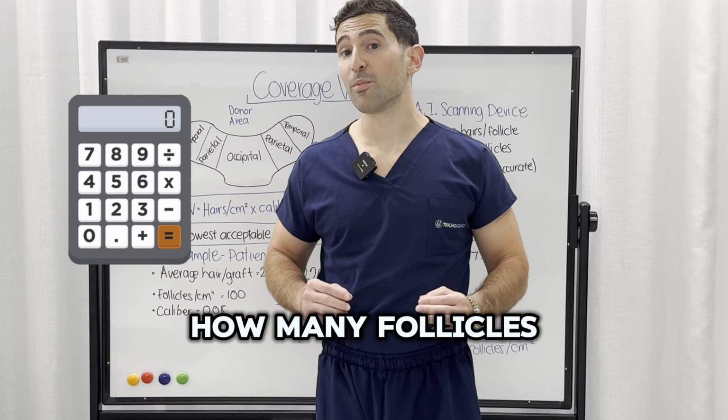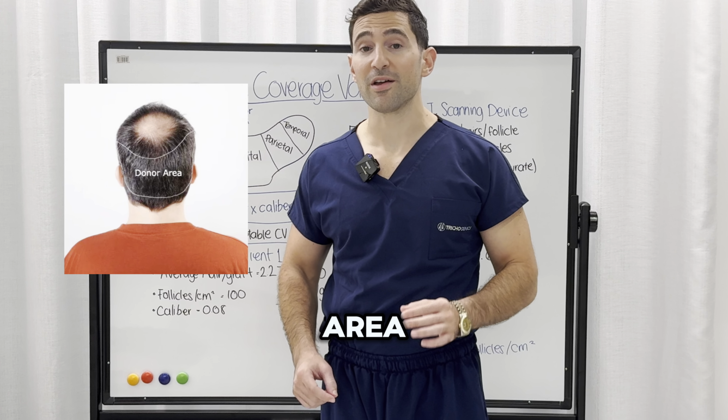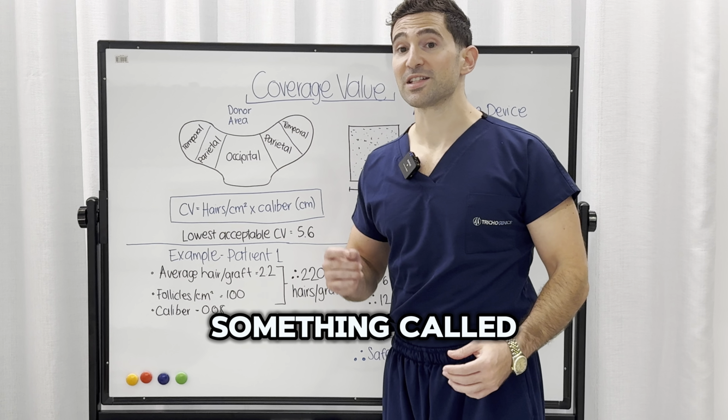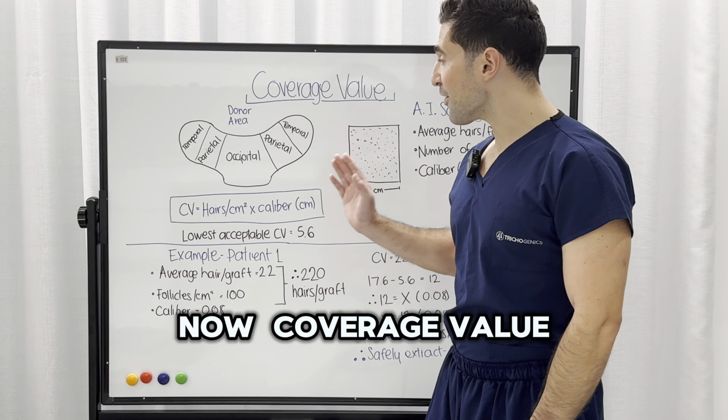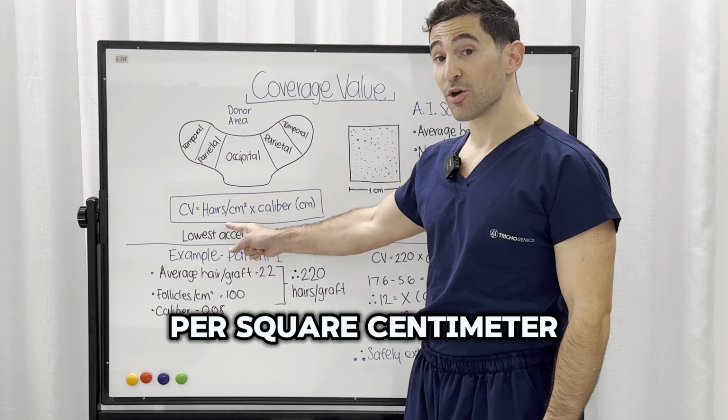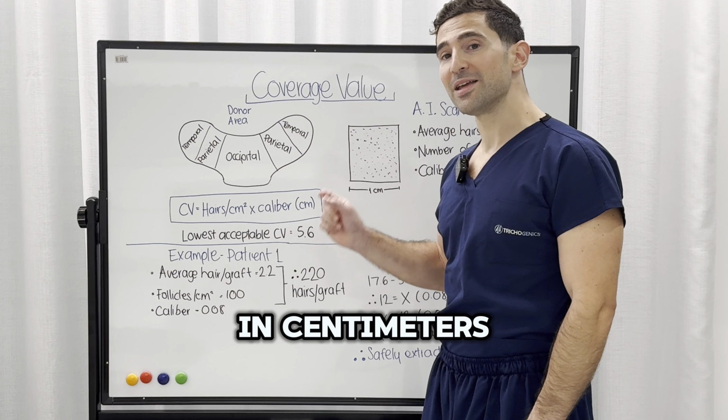How do we calculate how many follicles we can take from your donor area safely? For this, we have to take a look at something called coverage value. Now, coverage value is defined as hairs per square centimeter times the caliber in centimeters.